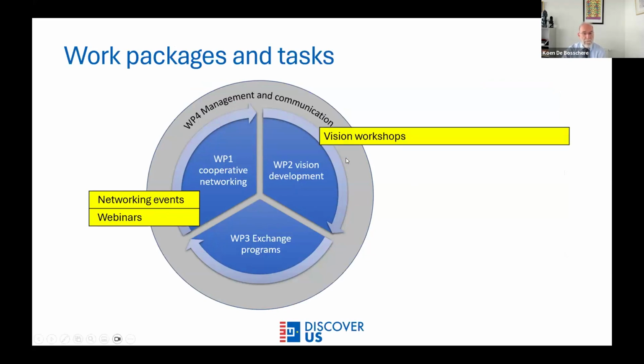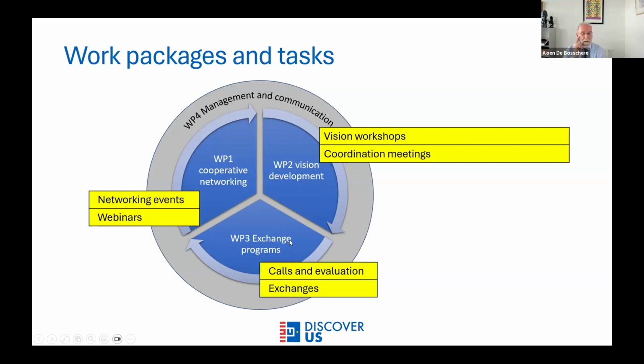Then we have the vision development. We have vision workshops. We had one last week, the first one, and we will also have coordination meetings between NSF and the officials of the European Commission. And that's the reason why we are here today: the exchange programs, the calls that we will launch, and also the evaluation of the proposals that we receive. And then of all the approved proposals, also the exchanges that will take place. So we will run through this circle a couple of times during the project.